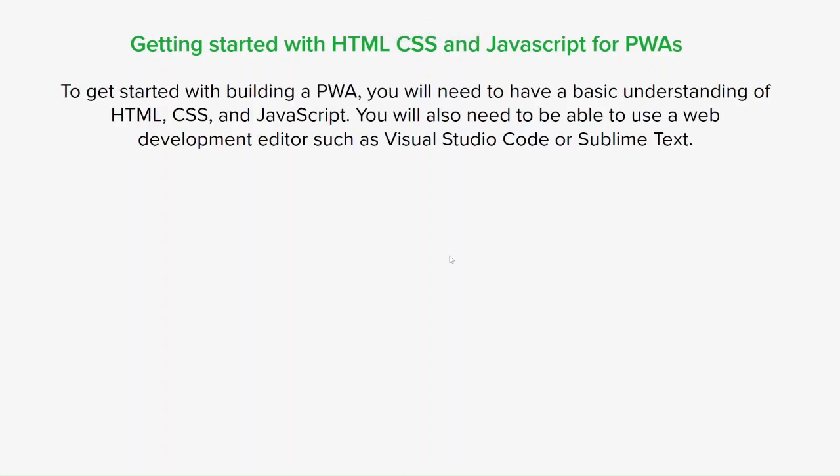So to get started with a PWA, you need to have a basic understanding of HTML, CSS, and JavaScript. You also need to be able to use a web development editor like Visual Studio Code or Sublime Text. You'll need to create a basic HTML file, add CSS to your HTML file, add JavaScript to your HTML file, and then create a web app manifest file, and this file will tell the browser how to install and run your PWA.